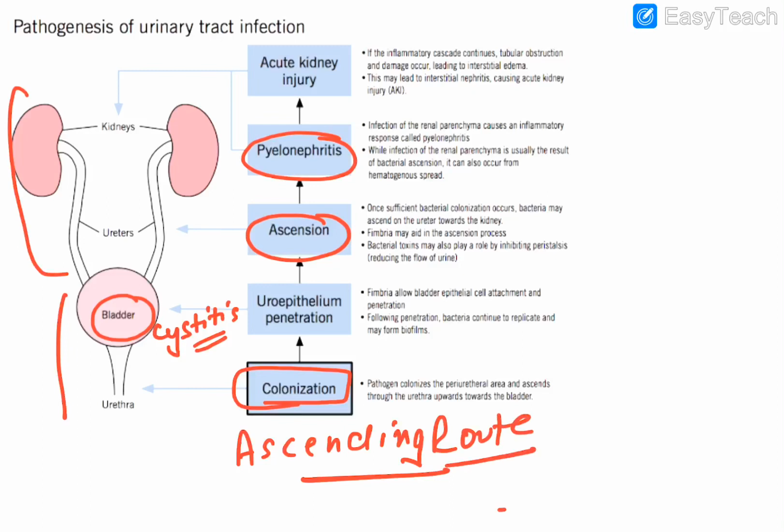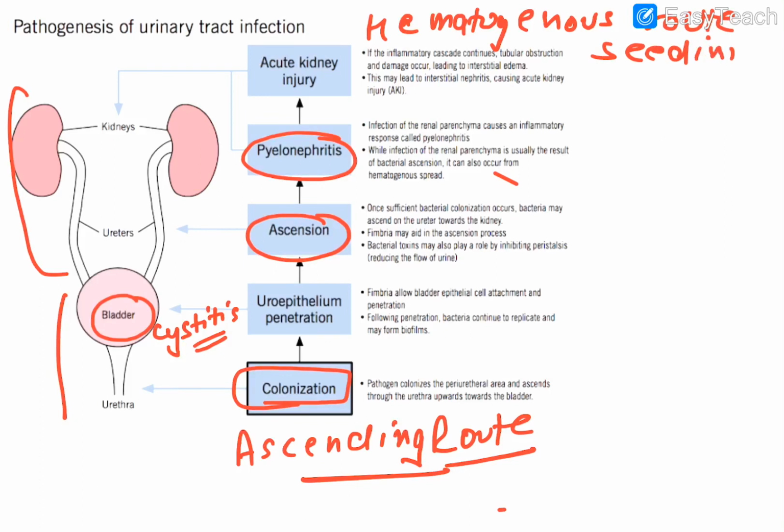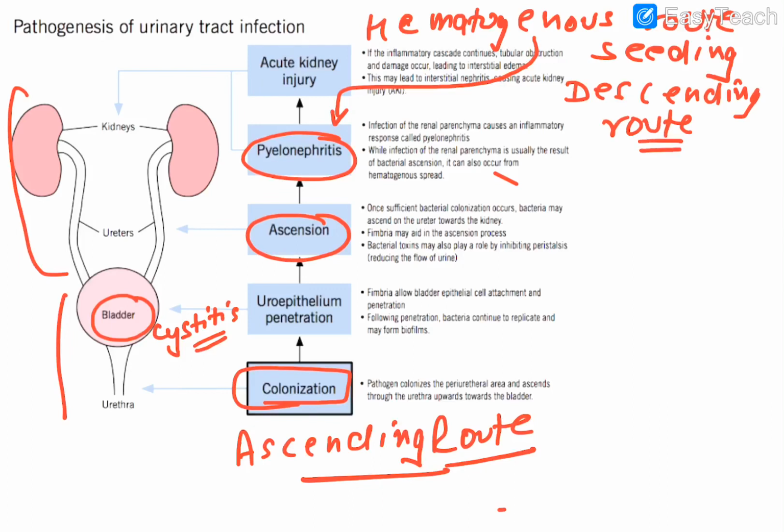Whereas because of the hematogenous route, seeding, suppose some infection is there in the blood, and because of it, it goes into the kidneys, and that is termed as what? Pyelonephritis again. And the route is what? The route is descending here. So we all know that there is mostly the ascending route, but yes, the descending route is also there when the infection is in the blood. Guys, got it?